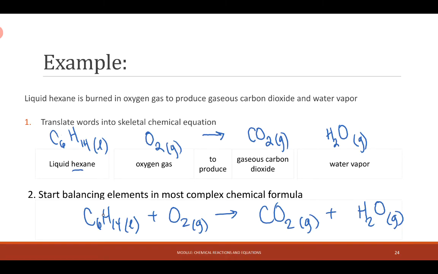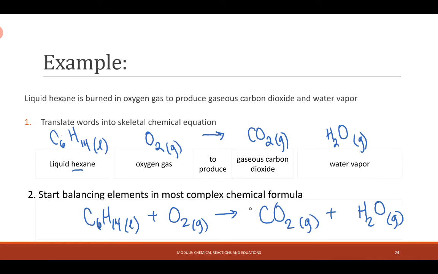Alright, so to start balancing this, for combustion reactions, I always start on the left and balance out the carbons and the hydrogens and then come back to the oxygens. Oxygen's a pure element here, and since it exists in two different compounds over here, I'm going to save oxygen for the last bit.